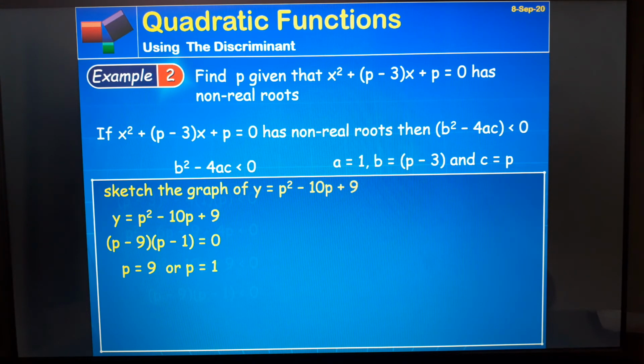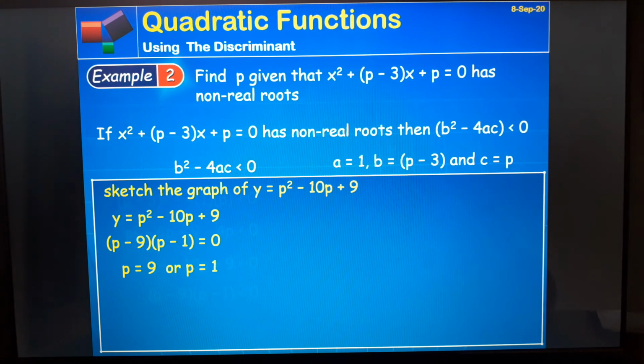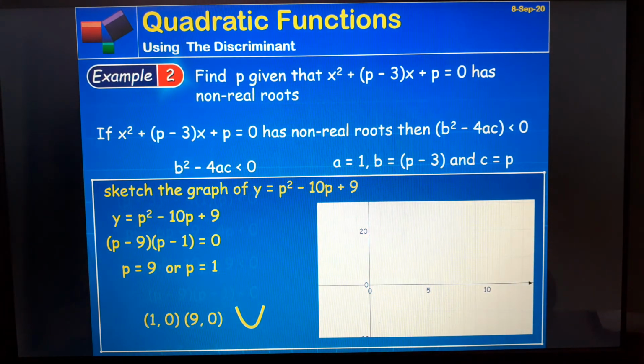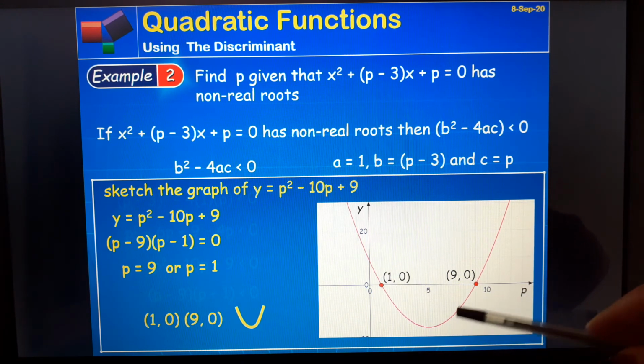Now on a sketch, we're going to mark on the x-axis the 1 and the 9 and then look to see what the shape of the graph is going to be. Now if it's a positive P squared, that means it's going to be a happy graph, which is a U shape. So you don't even need the y-axis on your sketch, just the x-axis and the shape of the graph. And then remember what we're trying to solve here. We're trying to solve where is the graph less than 0. So we can see that the graph is less than 0 here, between 1 and 9. That's where it's below the x-axis.